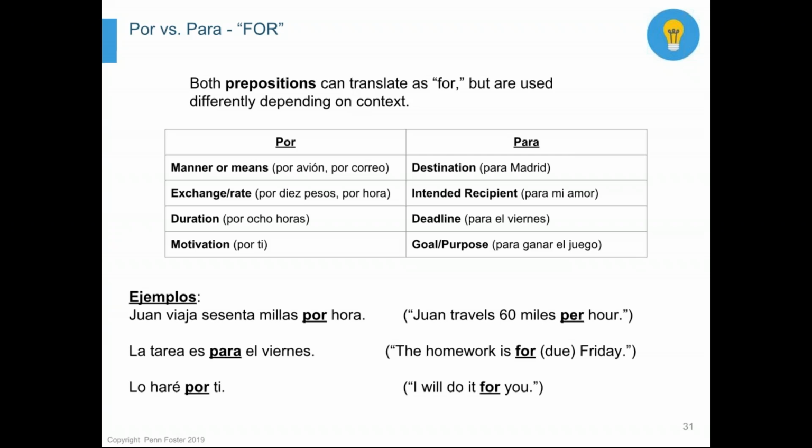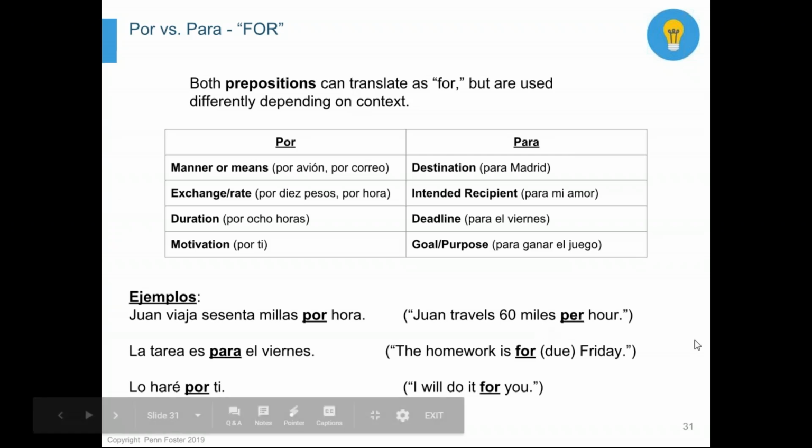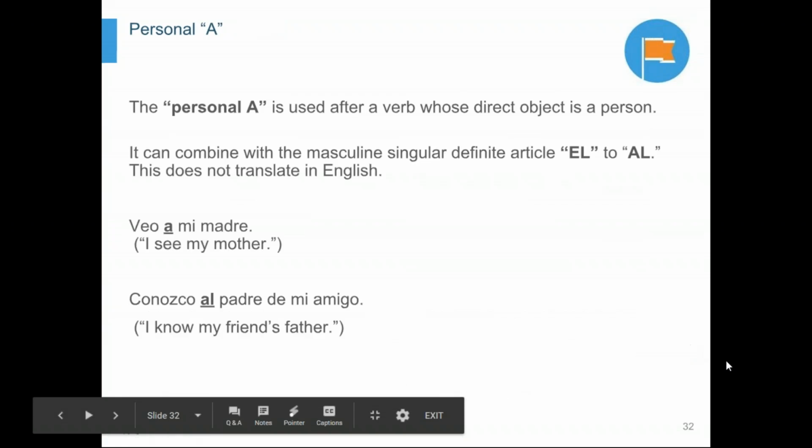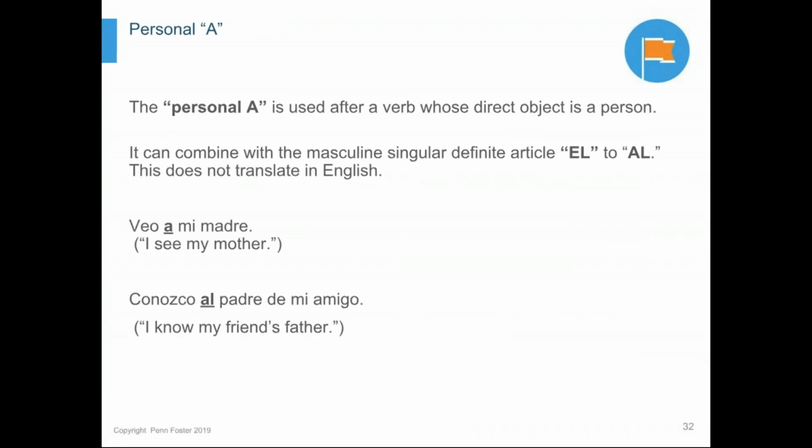Just a couple more slides here, a couple more very brief topics to discuss before we wrap up today's webinar. Something that is a little bit challenging for non-Spanish speakers at first is called the personal a. It's something that we don't use in English, but something that is very important for your Penn Foster Spanish course.